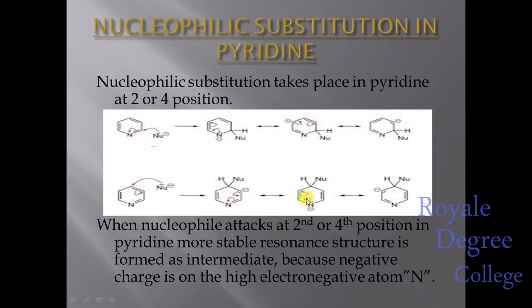How? As the negative charge is present on the nitrogen, it is forming a bond in between nitrogen and carbon. And at the same time, here double bond is there. One of the bond is shifted towards this carbon atom. Outside the ring, we are representing the negative charge on that carbon. Rest of the things are as it is. So when the nucleophile attacks at second or fourth position in pyridine, more stable resonance structure is formed as intermediate, because negative charge is on the highly electronegative nitrogen.